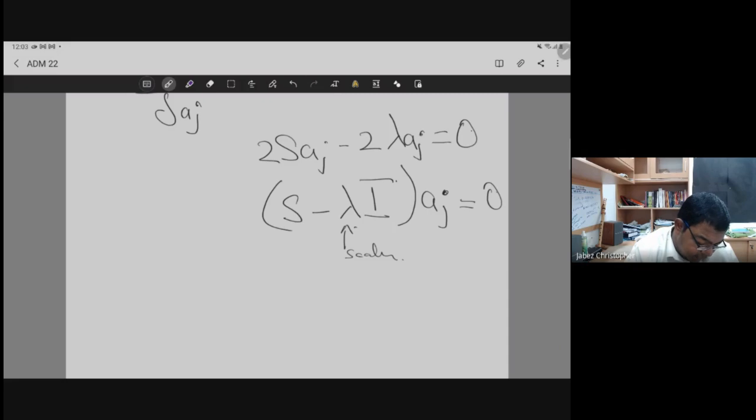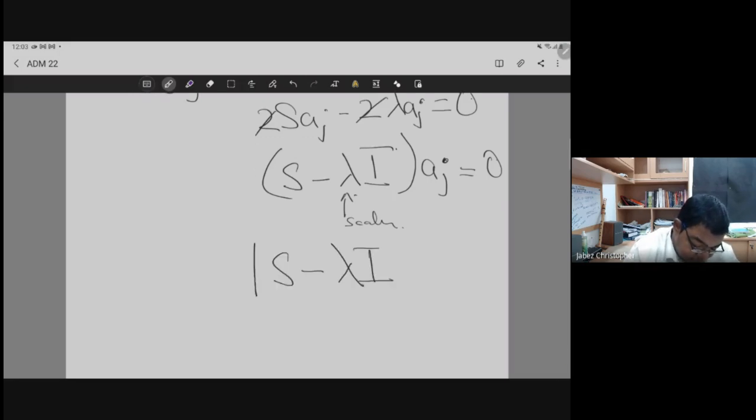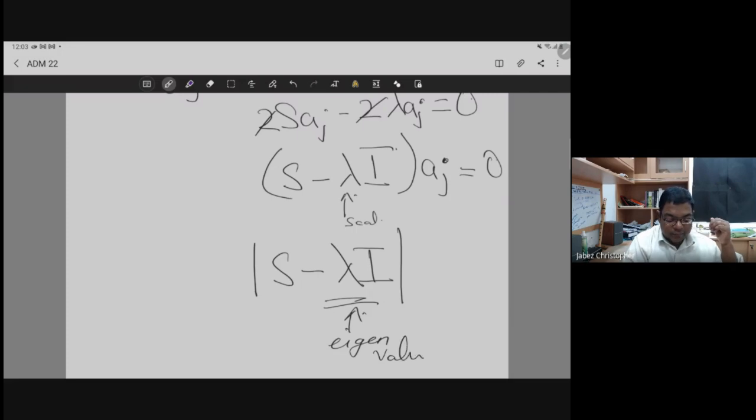The 2 gets cancelled, both the 2's get cancelled, pulling the aj out. S minus lambda I is equal to 0. Now what does this look like? This is the characteristic equation. It has p roots, and you can solve this, and lambda is the eigenvalue.